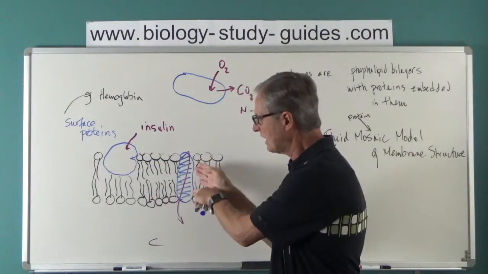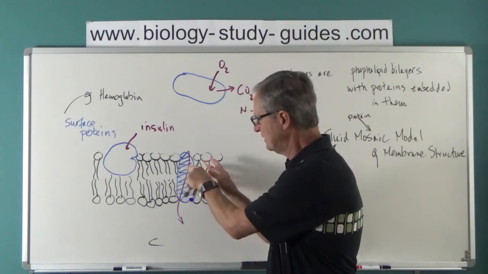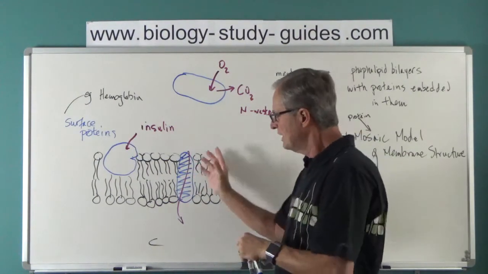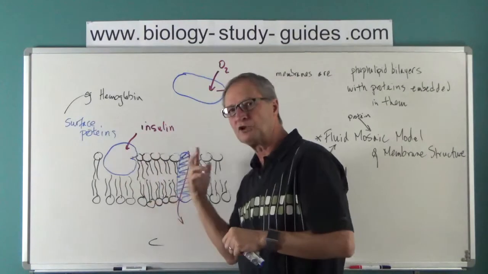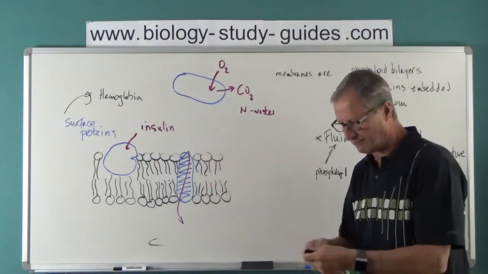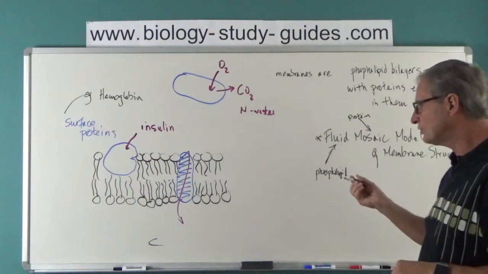It's not like this one is stuck in that spot. It can actually move, if it's needed over here further, it can move over here, that sort of thing. So the phospholipid is a fluid layer, and the proteins form that mosaic within that fluid layer. There's more to it though.